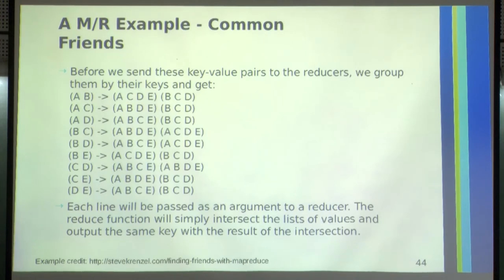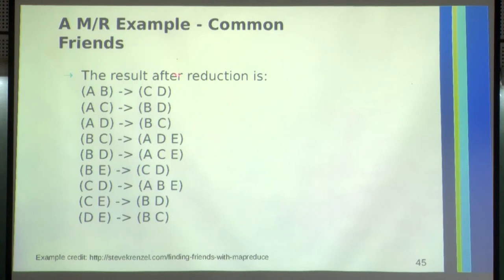Compute the intersection, so after the reduction you get the things in common for each possible pair of people. You could try writing that and see the answer. It would be very similar code, somewhat, to the word count. It's the same sort of process.